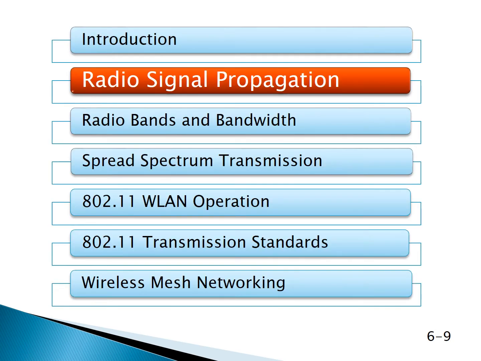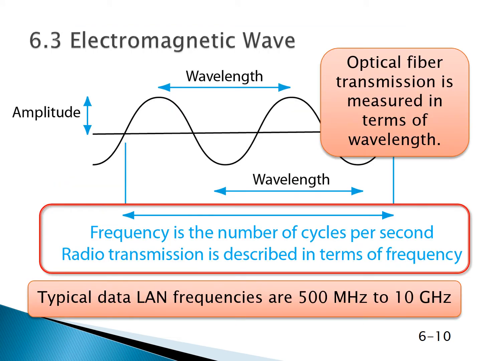Now we'll talk about radio signal propagation. As we briefly mentioned last time, an electromagnetic wave travels like this. There's a wavelength here, and this one is the amplitude, and frequency is the number of cycles per second. Normally radio transmission is described in terms of frequency. Typical data frequencies are 500 megahertz to 10 gigahertz. Optical fiber transmission is measured in terms of wavelength as we discussed last time. But for Wi-Fi signals, because both are electromagnetic waves, they are both measured by these characteristics.